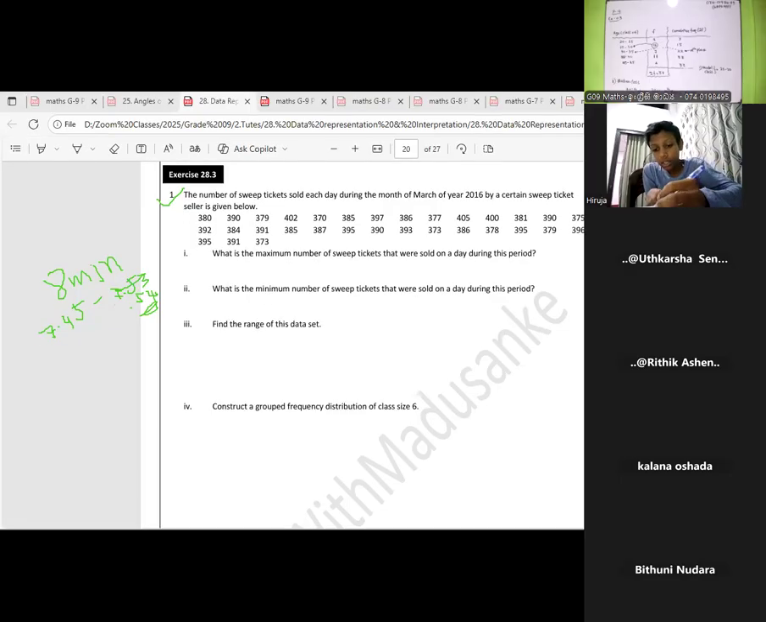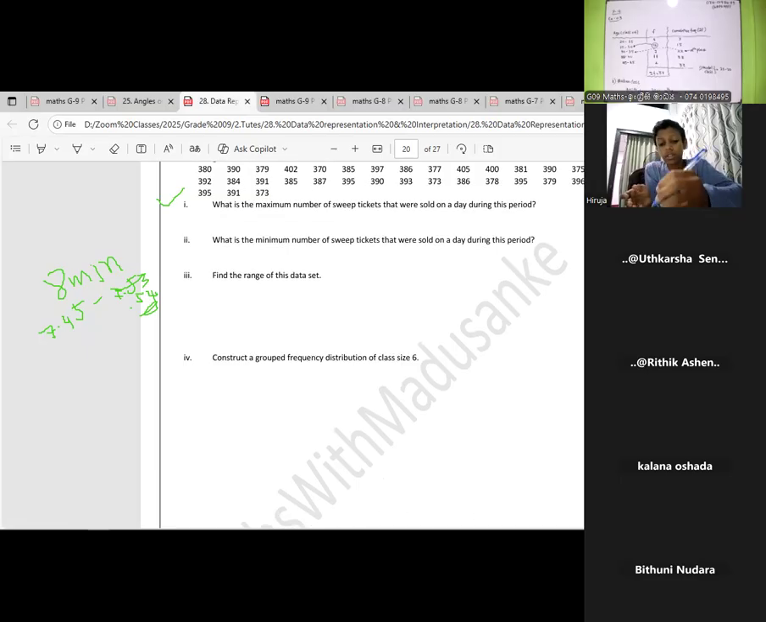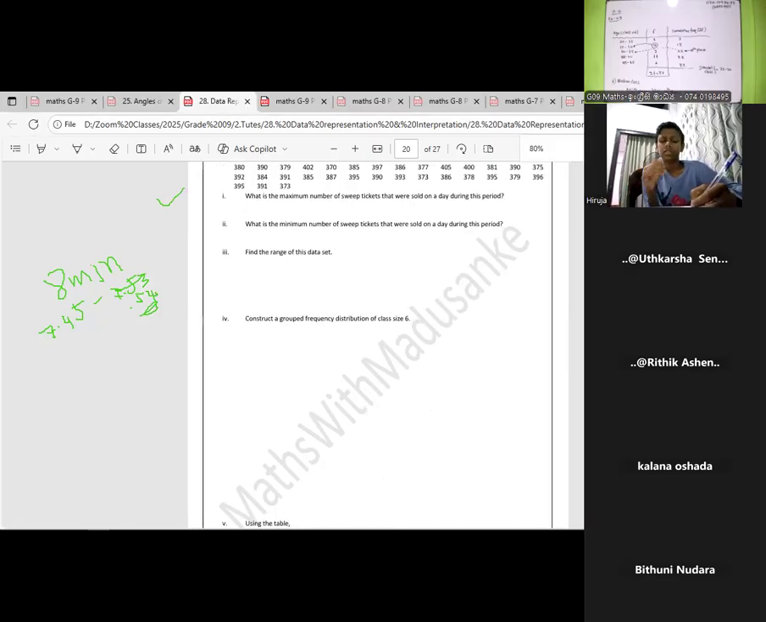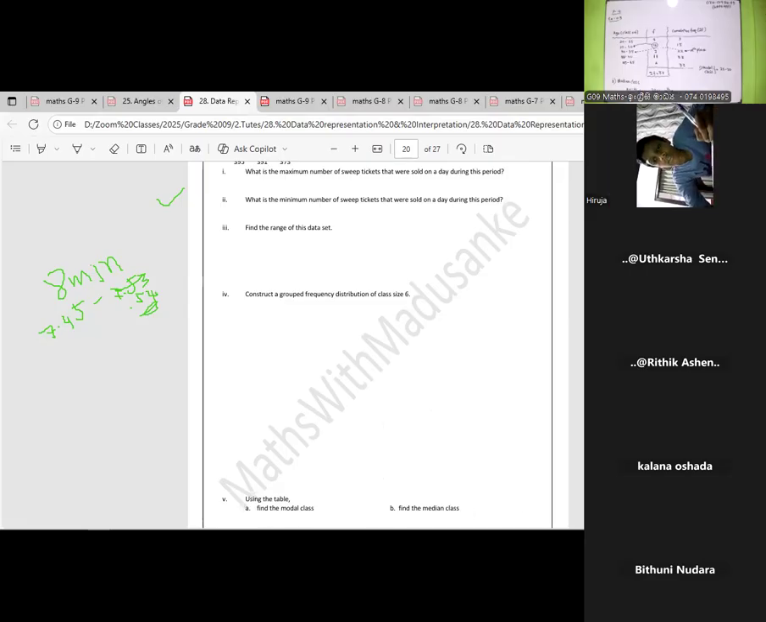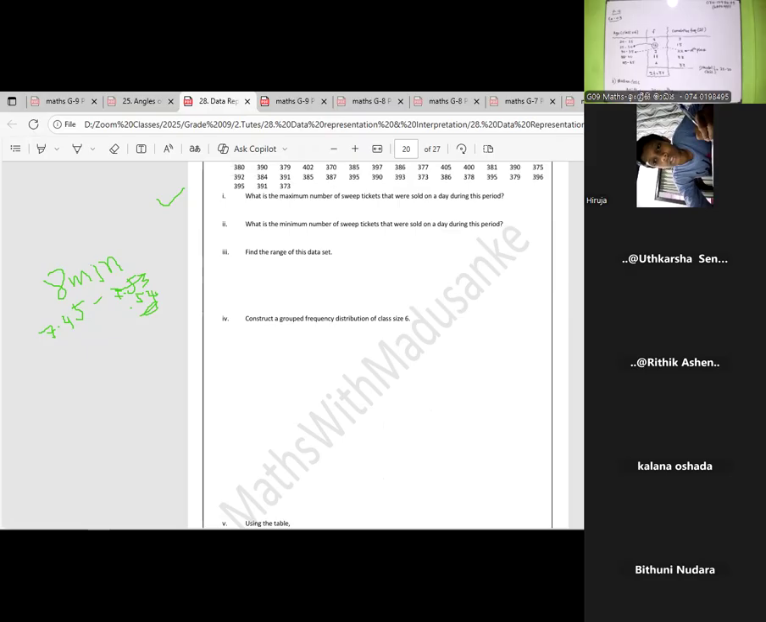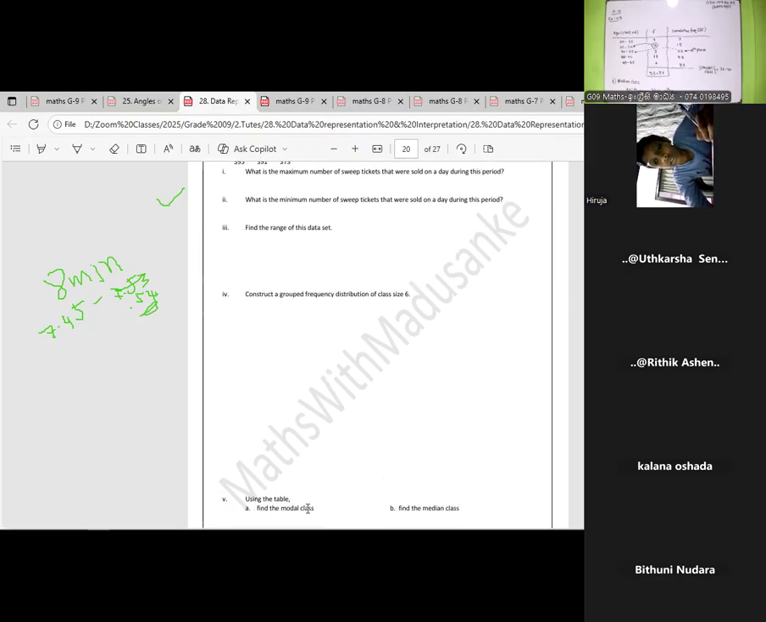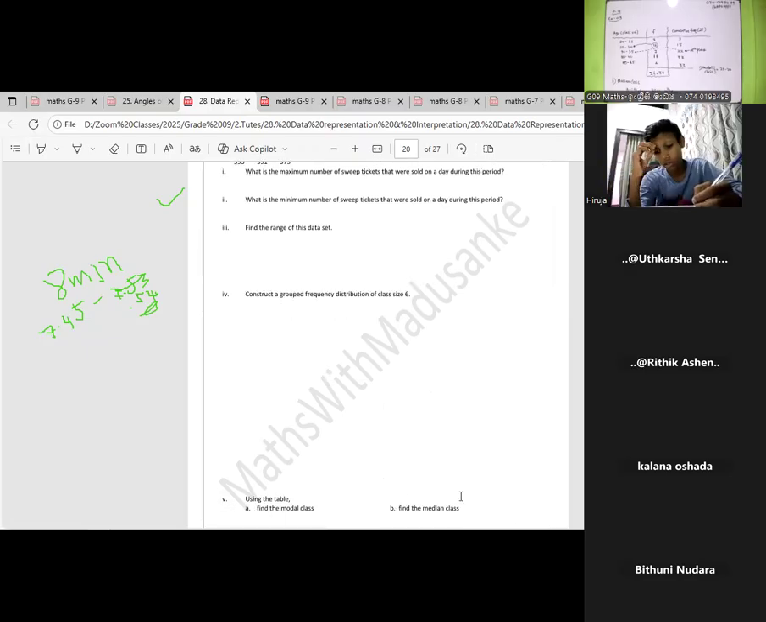And I need you guys to send me the answers for the fifth part when you make it. This one, using the table, find the modal class and find the median class. So I need to see both answers only. Other answers are not needed for me. Calculate the modal class and the median class.